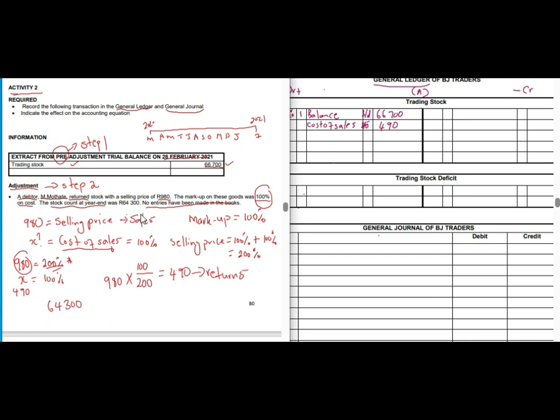Now we need to record that and calculate our physical count of stock. At the beginning of the year, we had trading stock worth 66,700, plus the returns of 490. Then 64,300 minus 66,700 plus 490 equals 67,190. Meaning their physical count of stock minus our physical count of stock, we have a difference of how much?